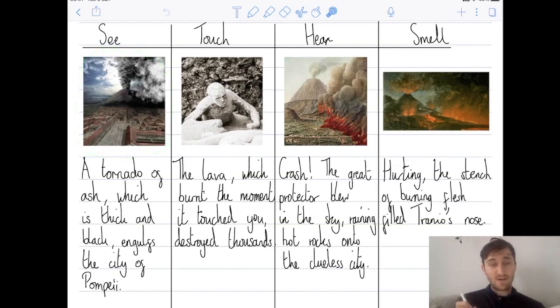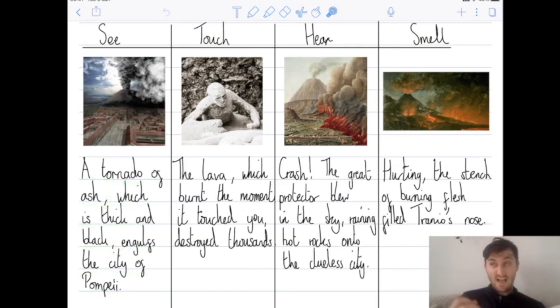And remember, I'm just writing this like a setting description. So I'm not writing it as if it's a story, as if I'm there. I'm writing it in general. So my example sentence, looking here, I can see lots and lots of ash coming out of Mount Vesuvius in Pompeii. So my sentence starts: a tornado of ash, comma, which is thick and black, comma, engulfs the city of Pompeii. So again, a tornado of ash.